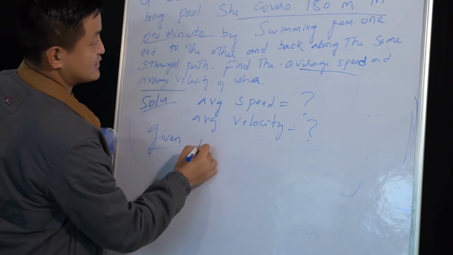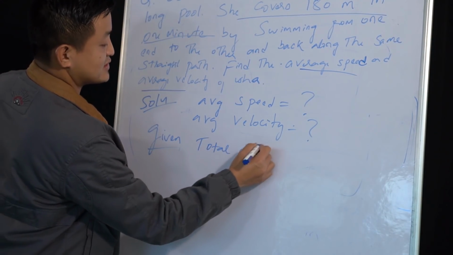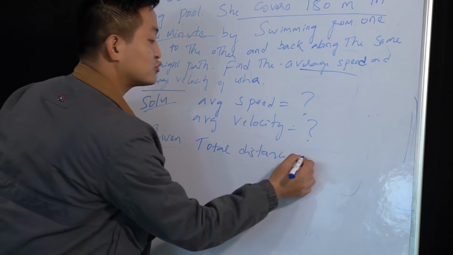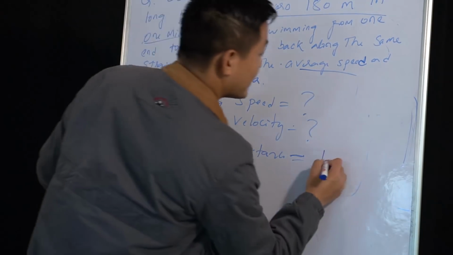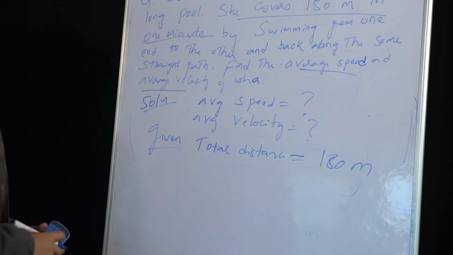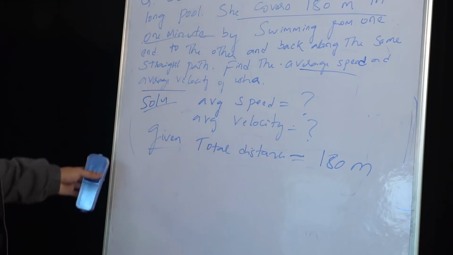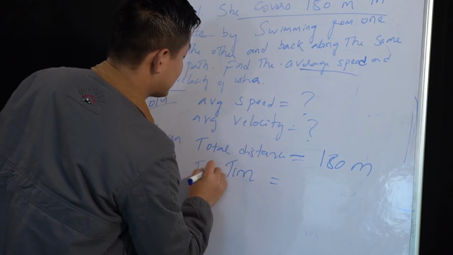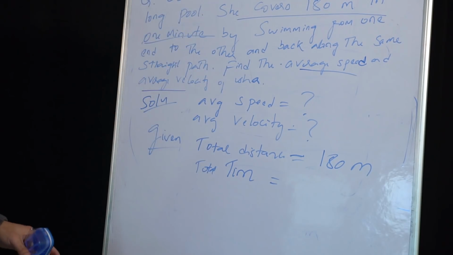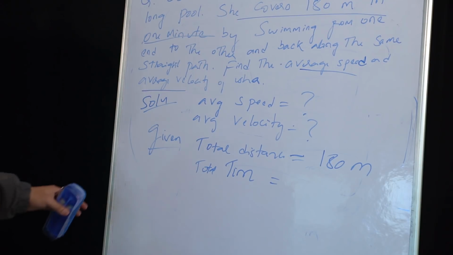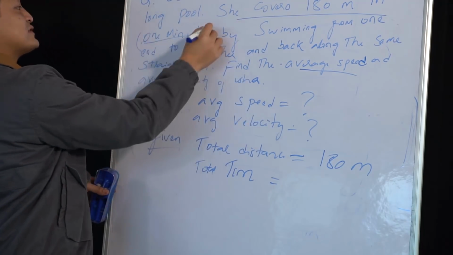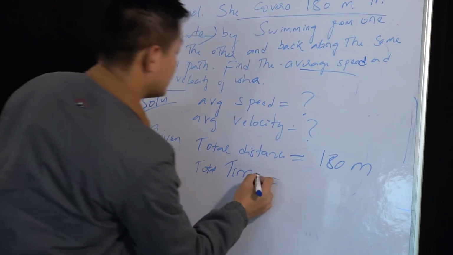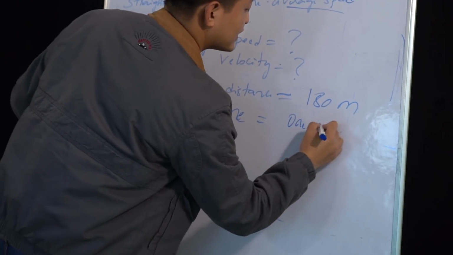So from the question itself, the total distance is given. The total distance would be 180 meter, since Usha took 2 rounds. And the total time taken by Usha for 2 rounds is 1 minute. Here it is given, students, she covers 180 meter in 1 minute. So the total time would be 1 minute.